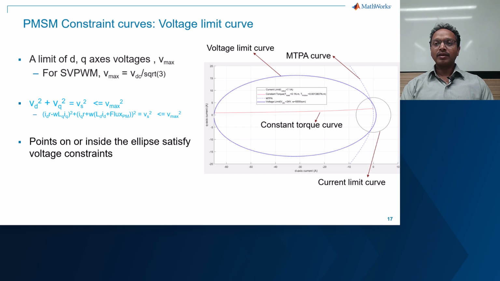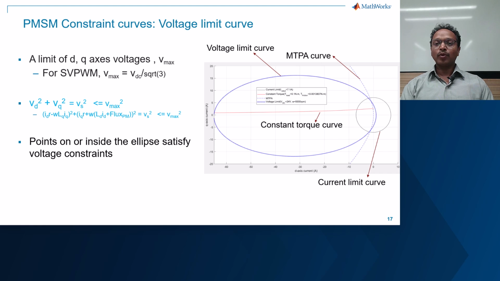The next curve we learn about is called the voltage limit curve. This is influenced by both speed and voltage of the system. The system voltage Vmax is defined as VDC by square root 3 for a space vector PWM, whereas it is VDC by 2 for sine PWM.